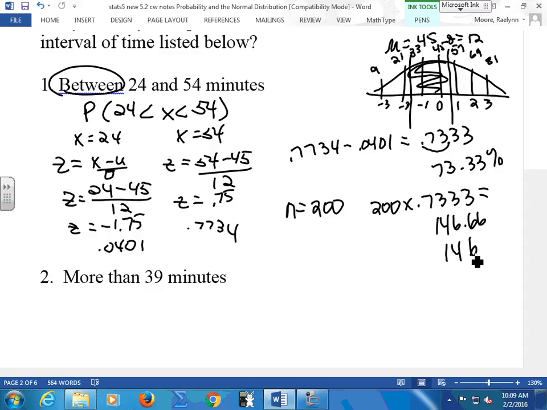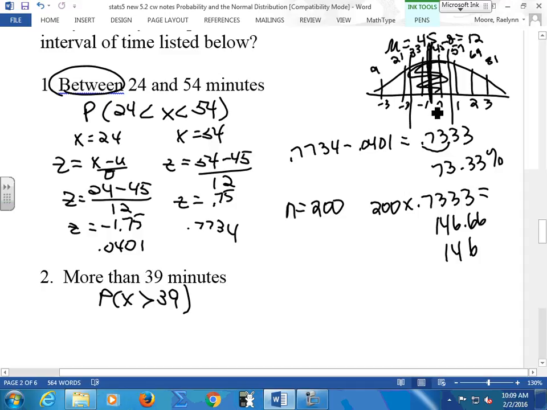Same situation. Now I want to know what's the probability that they will stay in my store more than 39 minutes. Again, this is my x. X is my random variable about how many minutes they are staying in my store. If I pick a random person, what is the probability that that one person stays in the store for more than 39 minutes? So I've got my graph. I can see where 39 is. 39 is over here somewhere.